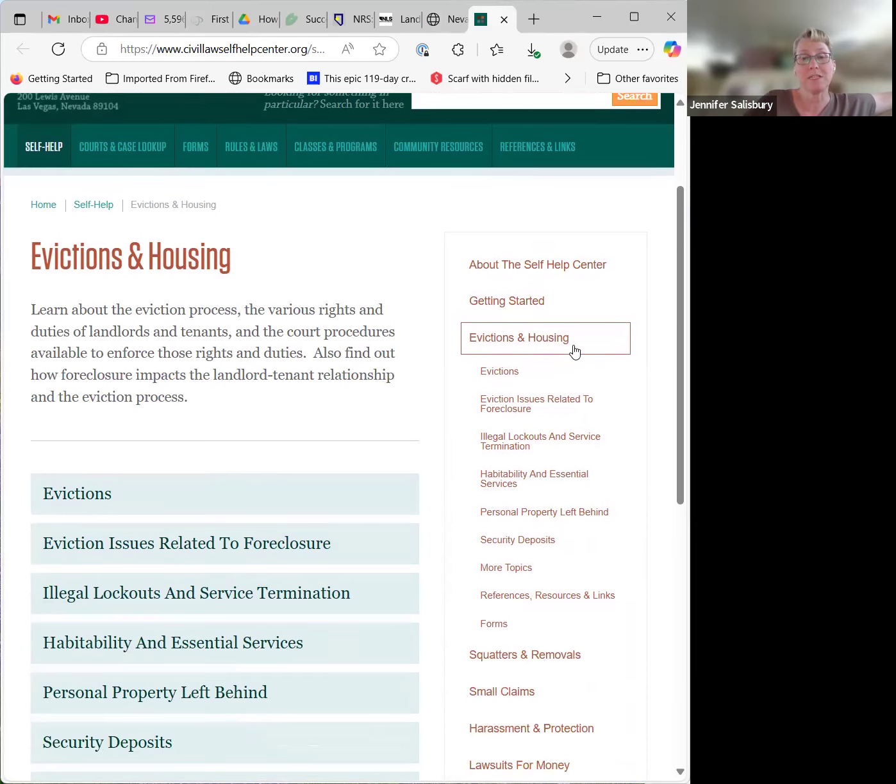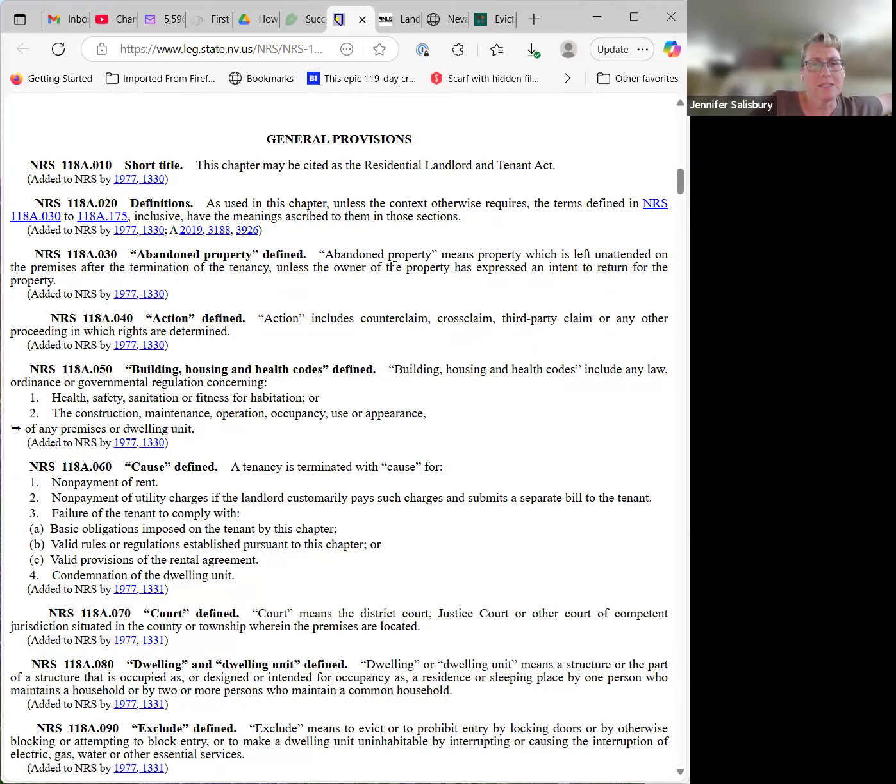A pretty nice list of resources, actually. So you start with the legal stuff. We can go through all of this: rental agreement, shutdown, state worker, abandoned property is even defined, property that's left unattended on the premises after termination of the tenancy, unless the owner of the property has expressed an intent to return. I know there's going to be more in that.